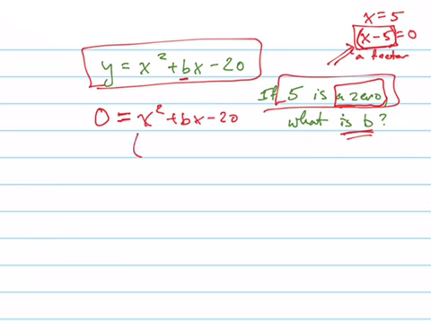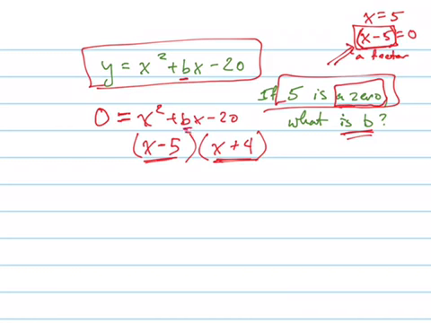So that means that this right here has to be x minus 5. One of them is x minus 5. And so what does the other one have to be? If this is x minus 5, what does this have to be? Exactly, x plus 4, right? You're right.